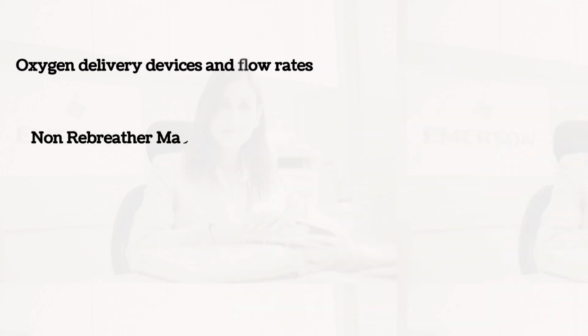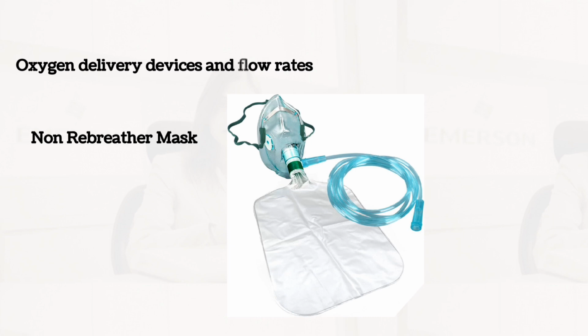Reservoir mask, also known as a non-rebreather mask. Reservoir masks deliver oxygen at concentrations between 60% and 90% when used at a flow rate of 10 to 15 L per minute. The concentration is not accurate and will depend on the flow of oxygen as well as the patient's breathing pattern. These masks are most suitable for trauma and emergency use where carbon dioxide retention is unlikely.